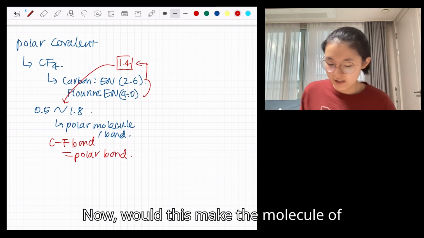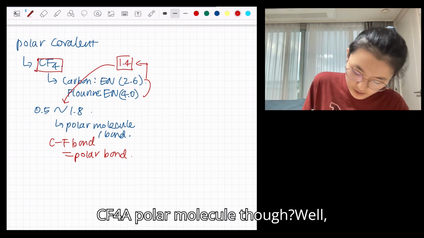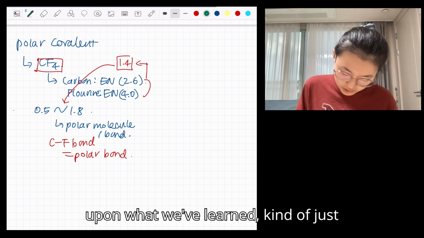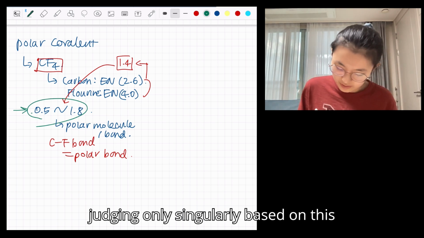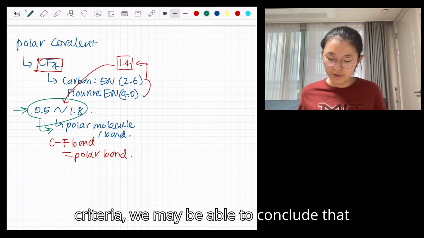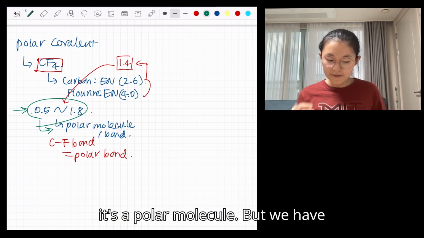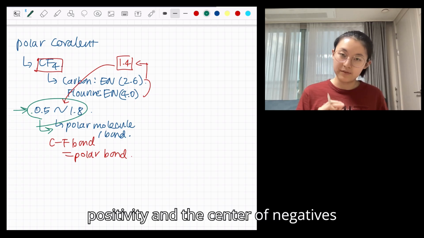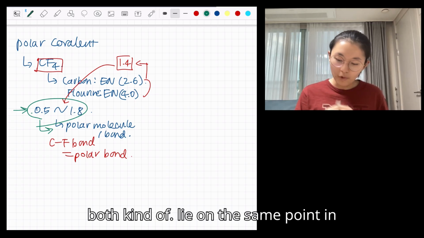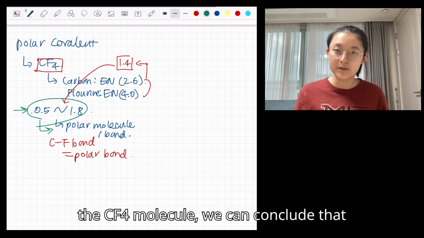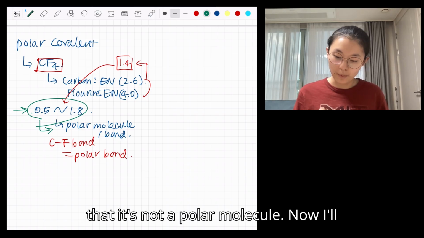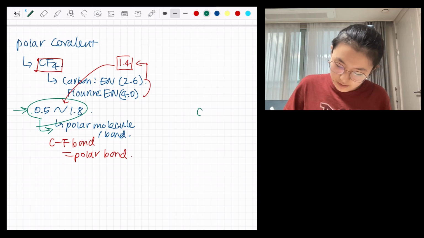Now, would this make the molecule of CF4 a polar molecule, though? Judging only on this criterion, we may conclude that it's a polar molecule. But we have something called symmetry in a molecule. Because the center of positivity and the center of negativity both lie on the same point in the CF4 molecule, the molecule is symmetrical, and thus we can conclude that it's not a polar molecule. Now, I'll show you what that means.